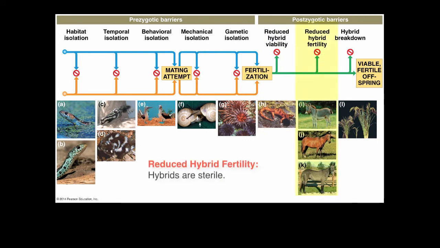This next one you're undoubtedly familiar with. It's the hybridization of the female horse and a donkey, which is called a mule. This is extremely viable, and in fact it's described in your book as robust, but it is infertile. Okay? It cannot produce its own offspring. In other words, the lineage stops there. So this is reduced hybrid fertility.